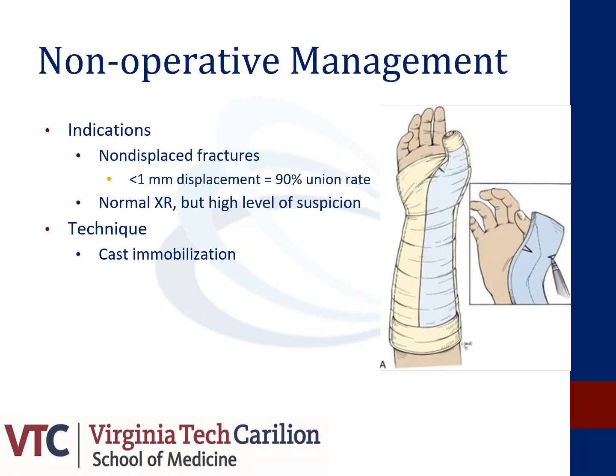Management options. Non-operative management is indicated for non-displaced fractures. It needs to be less than 1 millimeter of displacement. In the setting of less than 1 millimeter of displacement, we have a 90% union rate with non-operative management. Essentially, the only time you're going to run across a scaphoid fracture that fits this criteria is one that is not visible on X-ray, but can be seen with advanced imaging.